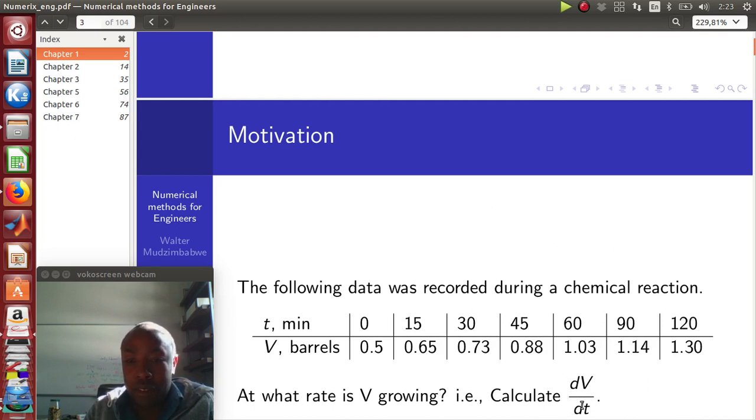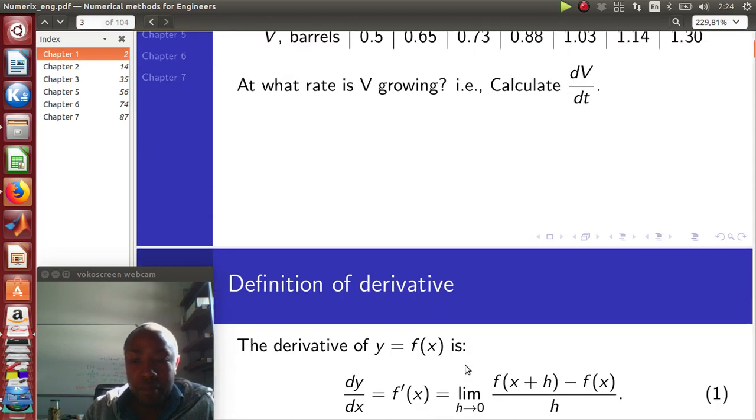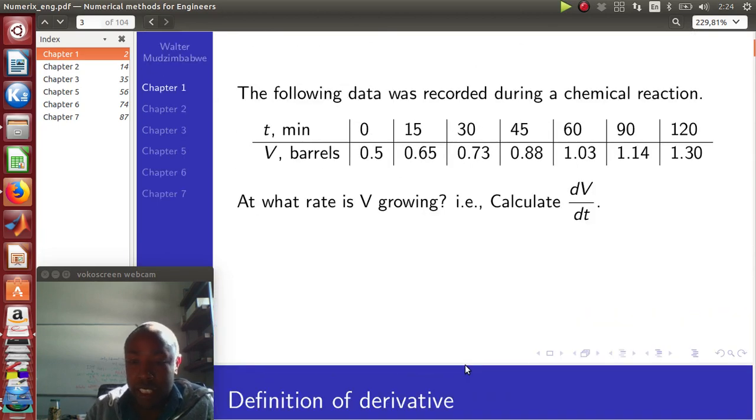So we are trying to find dV/dt. How do we do that? We only have digits, numbers. This is where numerical differentiation comes in. As you can see here, there is no formula for V, and so we can't do it analytically. So we have to do it numerically, which is the point of this lecture. That is how derivatives arise in practice.